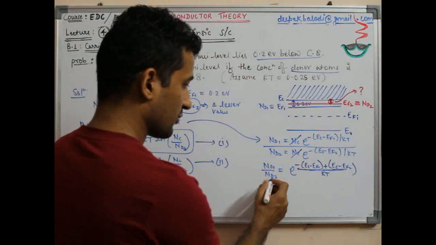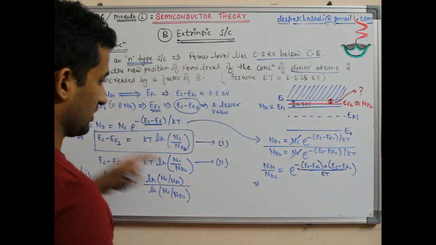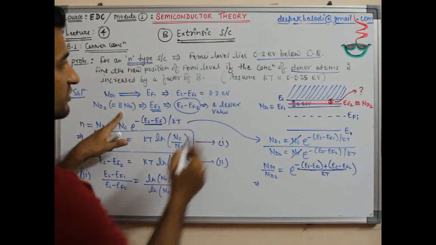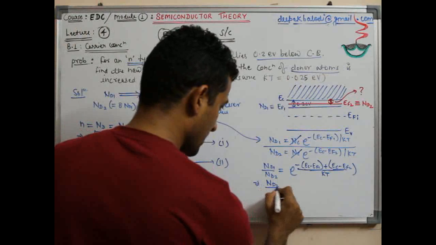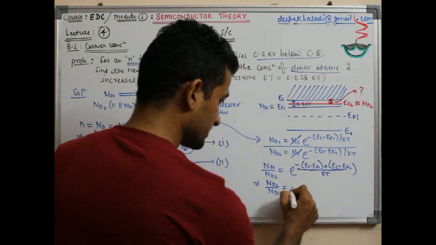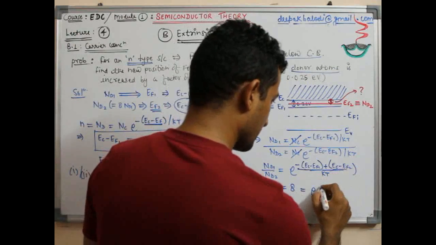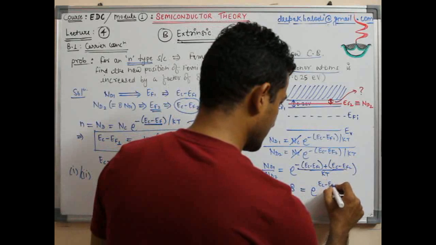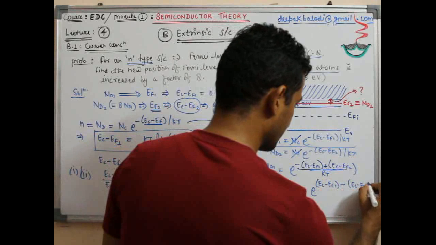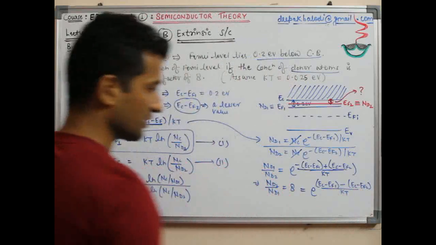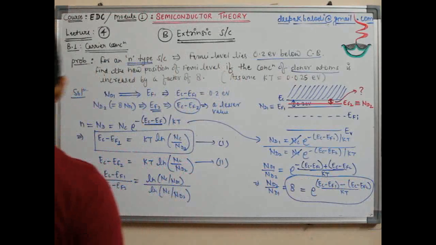When we do so, ND1 upon ND2 is basically 1 by 8. ND2 is 8 times because it is increased by a factor of 8. So if we do ND2 by ND1, which is 8, we just reverse it, we'll reverse this thing also. So this will be e to the power (EC minus EF1 minus EC minus EF2) upon KT. So that's what we will be obtaining. Now we have to simplify this.